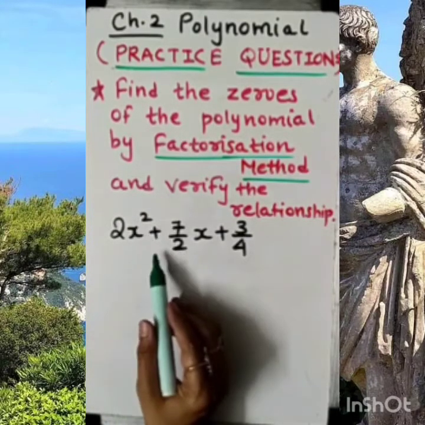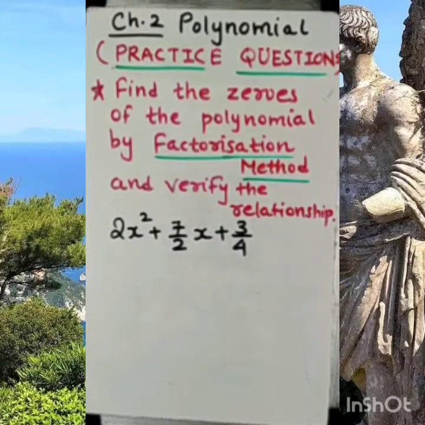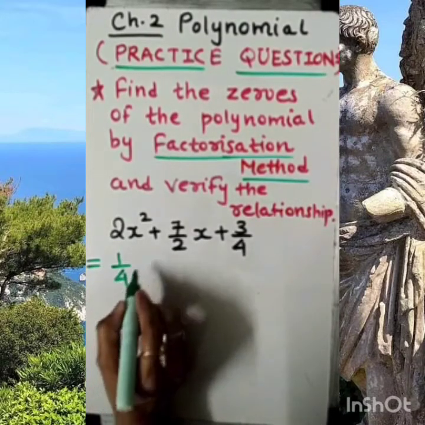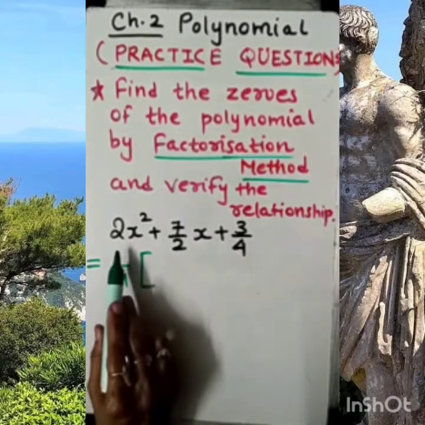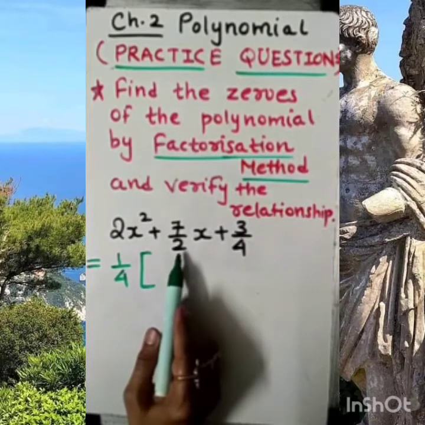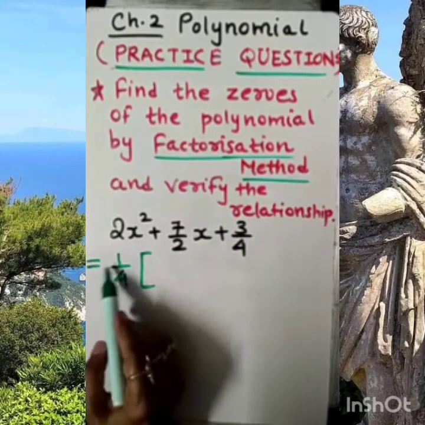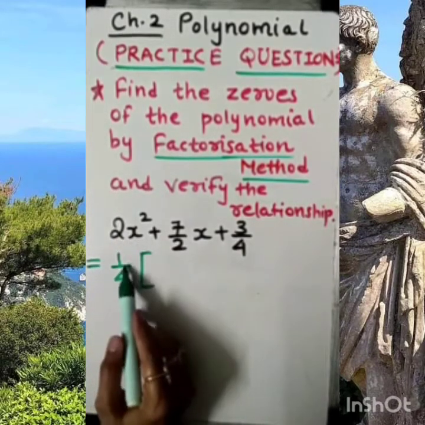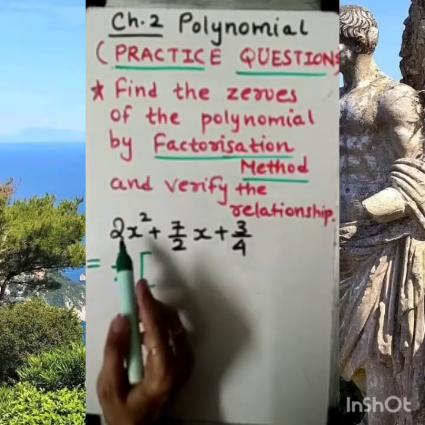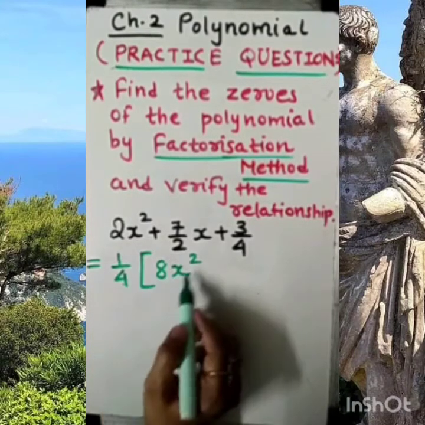2x square plus 7 by 2x plus 3 by 4. So how to simplify? First of all, I am choosing 1 by 4 common from this. Now you will ask me, ma'am, how can we take out 1 by 4 common from here? It's possible. But here there is only 2 and here nothing. Nothing means consider 1. If we take out 1 by 4 common, then we need to multiply the numerator with 4. So here we will have 8x square.